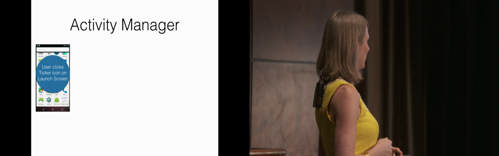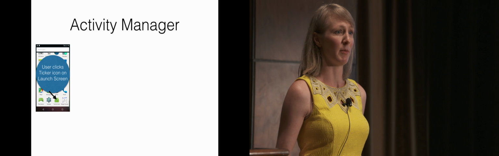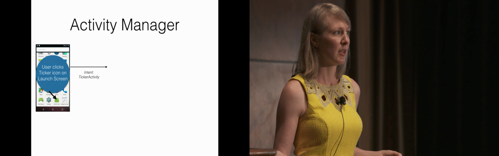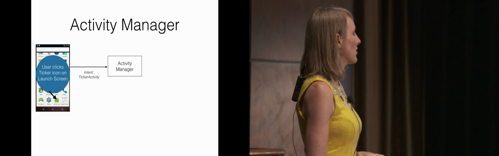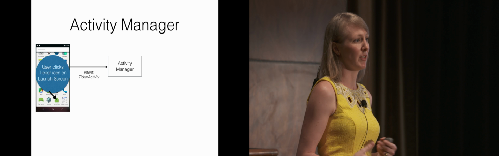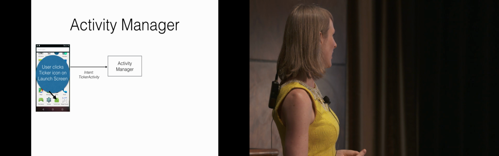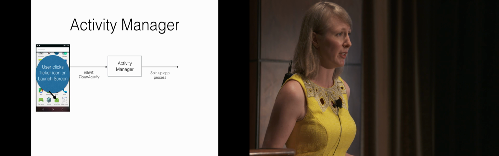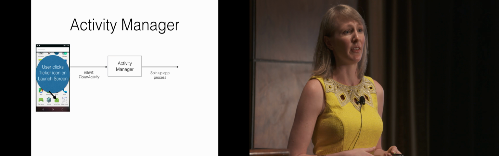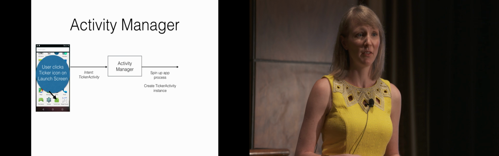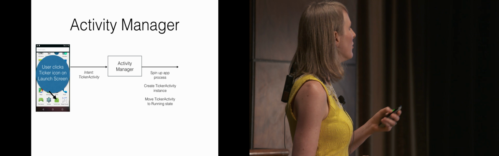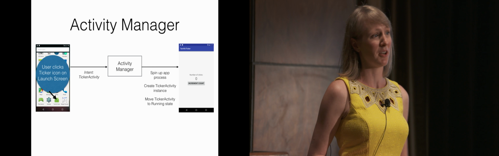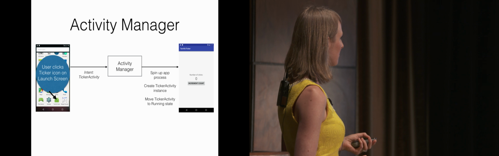So here's a simple example. The user clicks on the ticker icon on the launch screen. This issues a request, an intent, to start my ticker activity. There's something that lives in the operating system called an activity manager, which is listening for these requests, and so it's going to spin up a process for my application to live in, for my activities to live in. It's going to create an instance of ticker activity, and then it's going to move my ticker activity to what we call the running state. So now the user sees my ticker app, and they can interact with it.